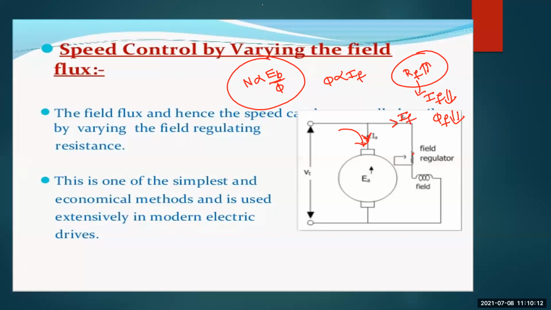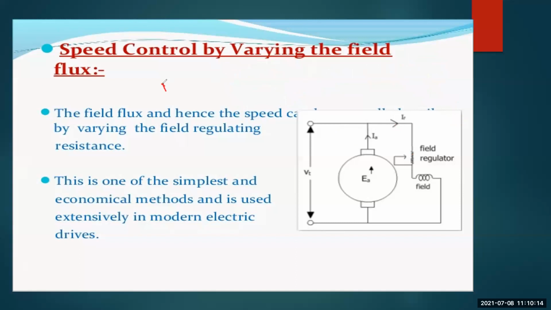So N is equal to EB divided by phi. Speed is proportional to the back EMF divided by the flux. The flux is proportional to the field current. If it is decreasing by controlling the field regulator, the flux is decreasing, so the speed is increasing. In this way, the speed can be controlled. Am I right or not?